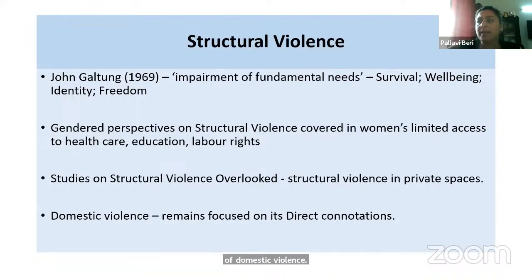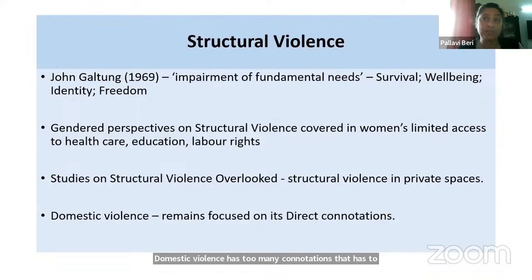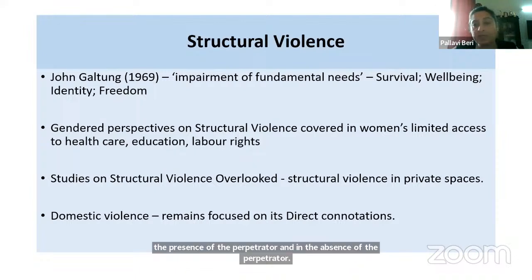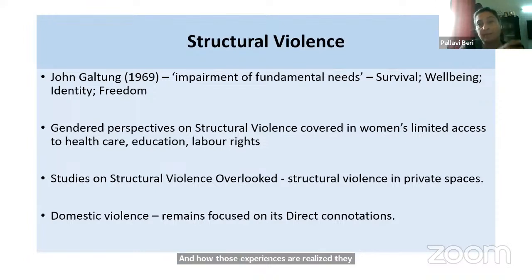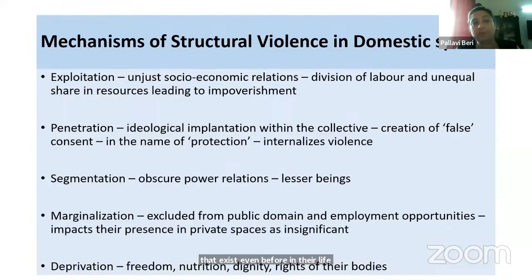Domestic violence has too many connotations attached to it. It is not just about wife beating, it is not just about dowry murders, it is not just about honor killings. It is also about the experiences that women undergo in the presence of the perpetrator and in the absence of the perpetrator, and how those experiences are realized. They come into reality due to these structural inequalities that exist even before in their life. So here I am trying to explain the mechanisms of structural violence. These were also outlined by Galtung, who explained how exploitation emerged as unjust socio-economic relations. These are the various factors that highlight the presence of structural violence in domestic spaces.